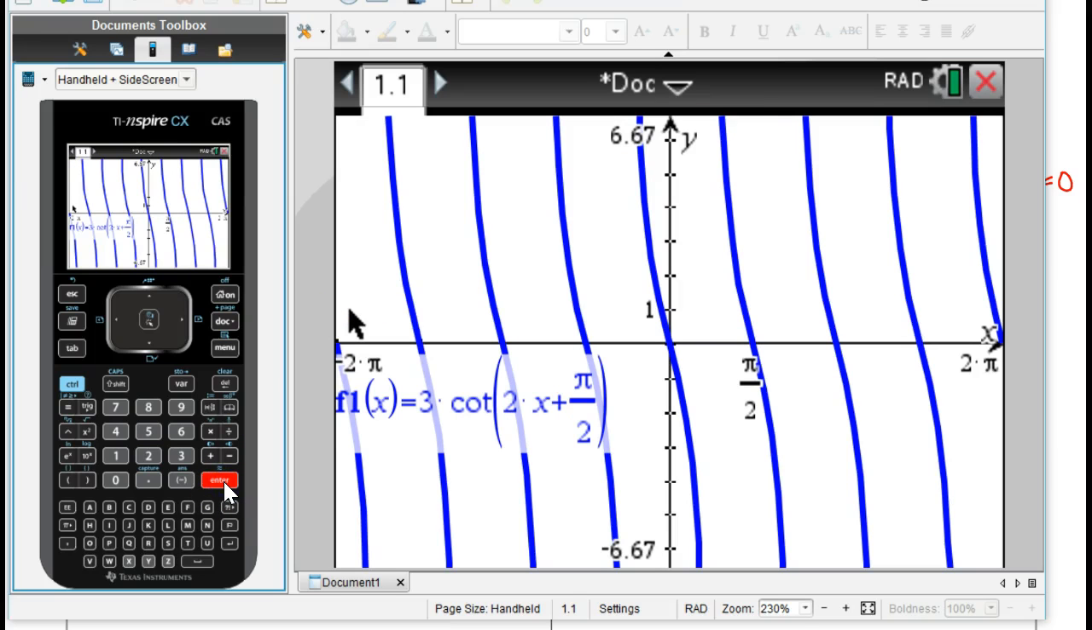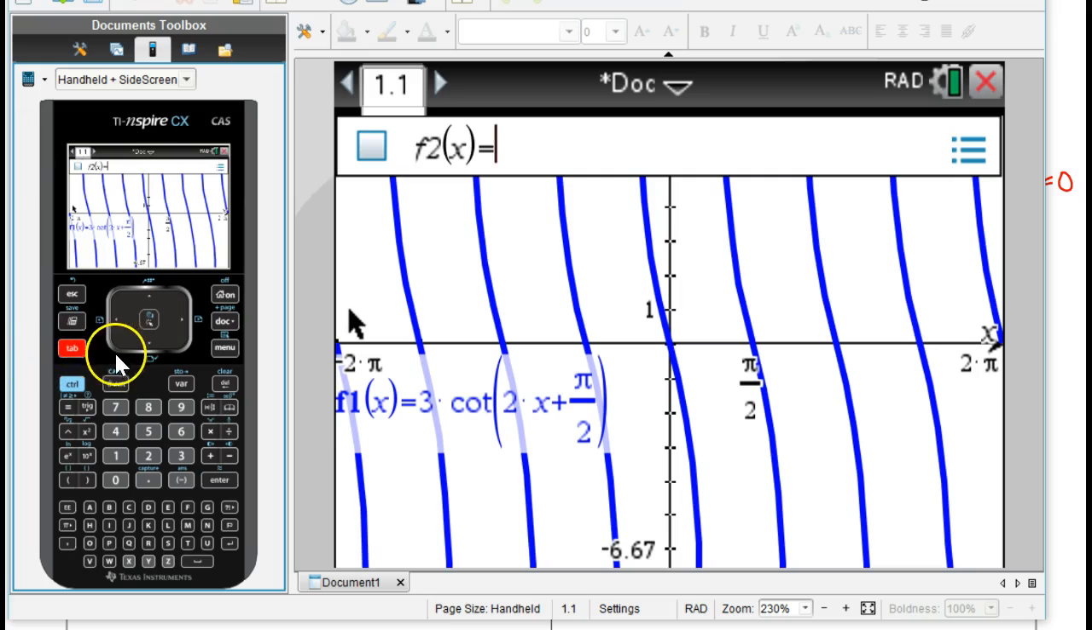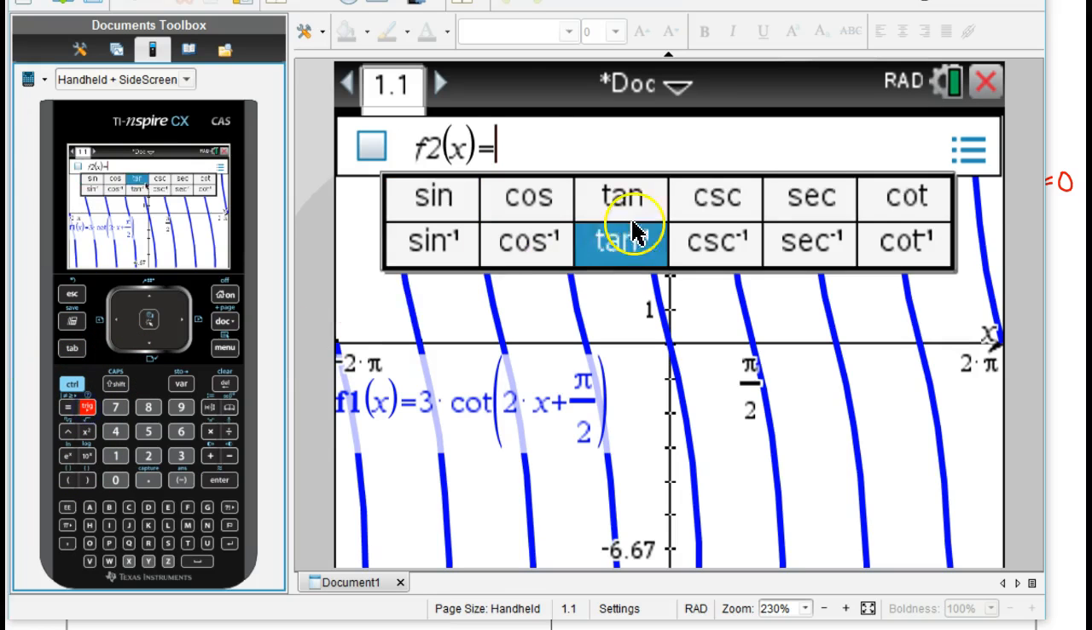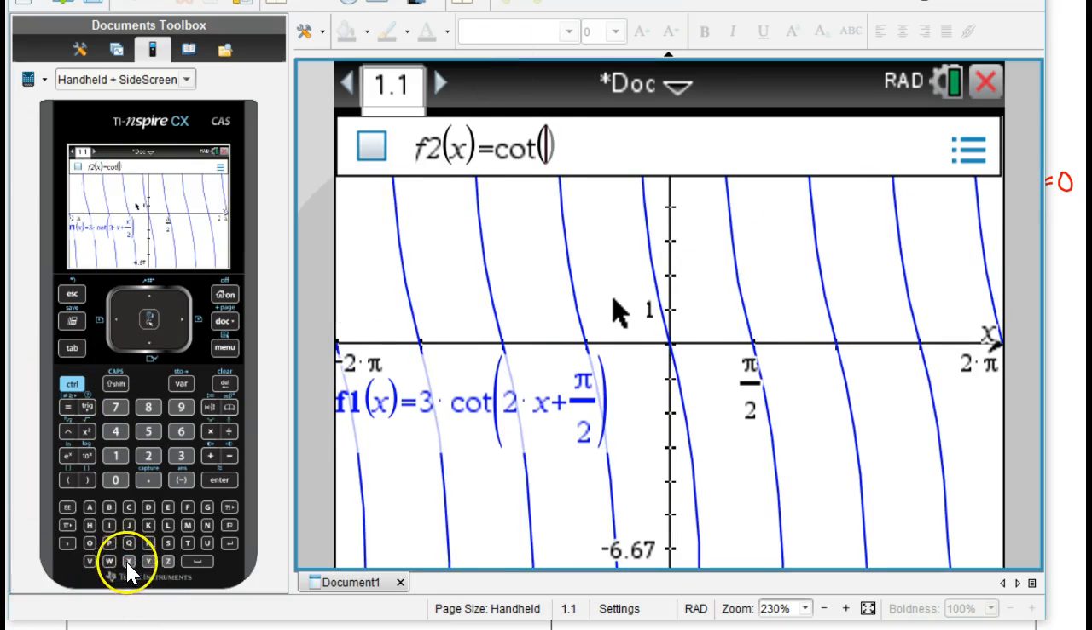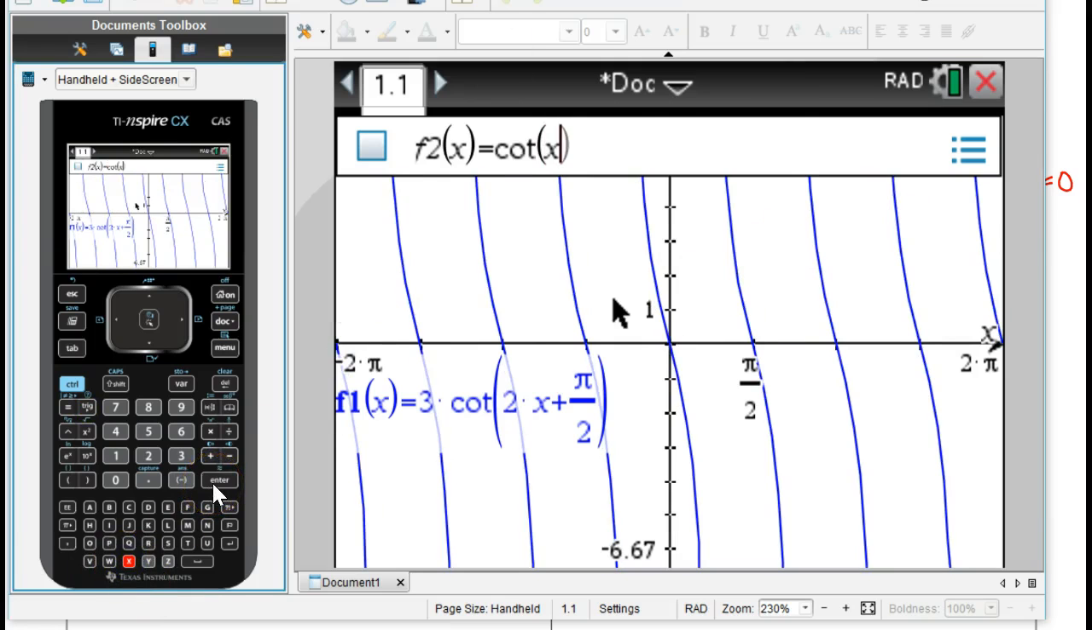Okay, so let's analyze this and see what's going on. I'll add the parent graph of cotangent up here so we can compare some of the features that we've discovered about period and phase shift.